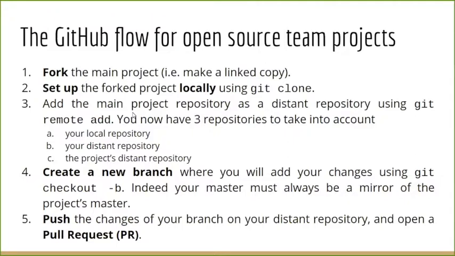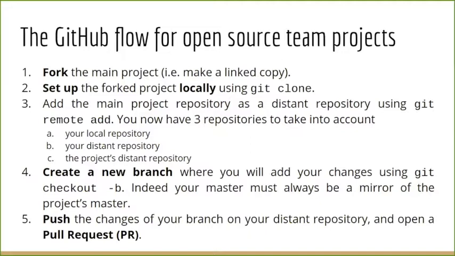The first step that you need to do is to fork the main project, that is making a linked copy of the project, and you have a button for that on GitHub. Then you have to set up the forked project locally using git clone. And once you have done that, you can add the main project repository as a distant repository.